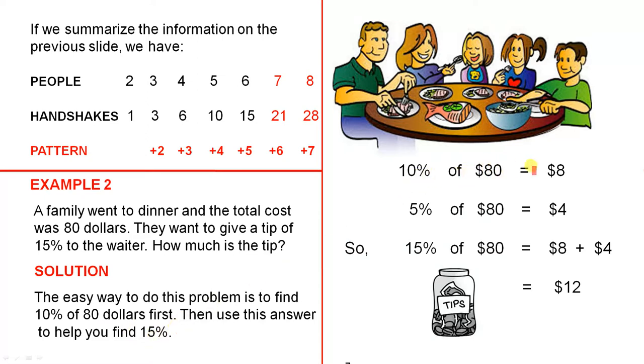10% of $80 is pretty easy. That's $8. Therefore, 5% must be half that amount. So 5% must be $4. So 15% of 80 must be $8 plus $4, and that's $12. And that's your tip.